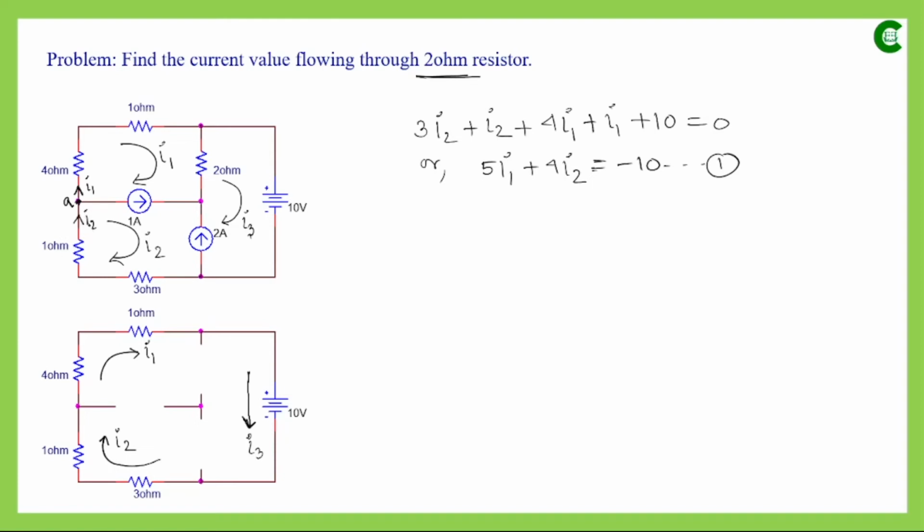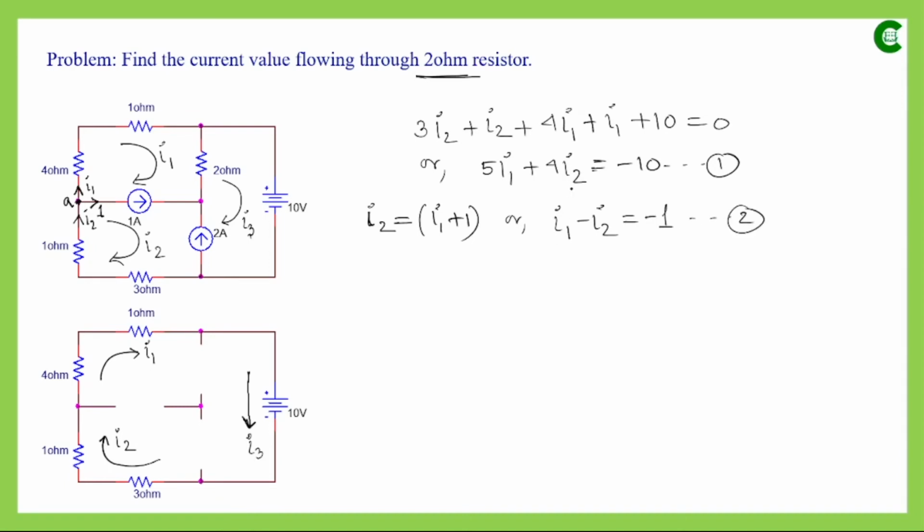With respect to this node, I2 is the incoming current, and the direction of the current source is already given. It is leaving, and its value is 1 ampere. If we apply KCL at this node, the summation of all the incoming currents, which is only I2, will be equal to the summation of all the outgoing currents. The outgoing currents are I1 and 1, so I2 = I1 + 1. Rearranging the terms, I1 minus I2 equals minus 1. This is our second equation.